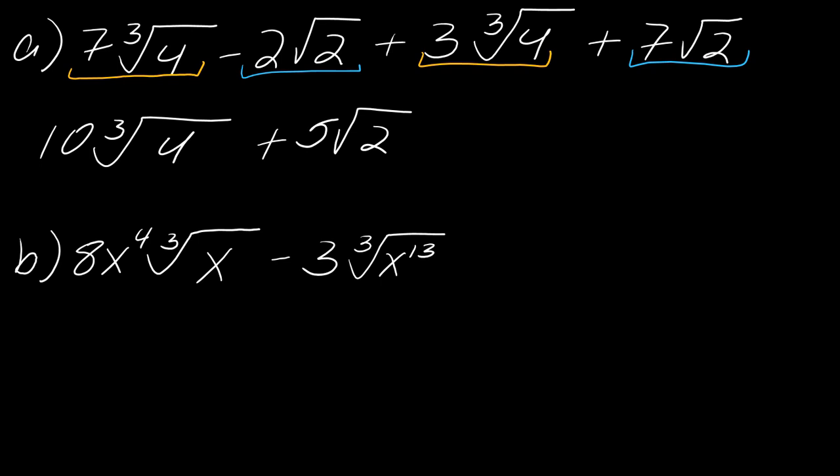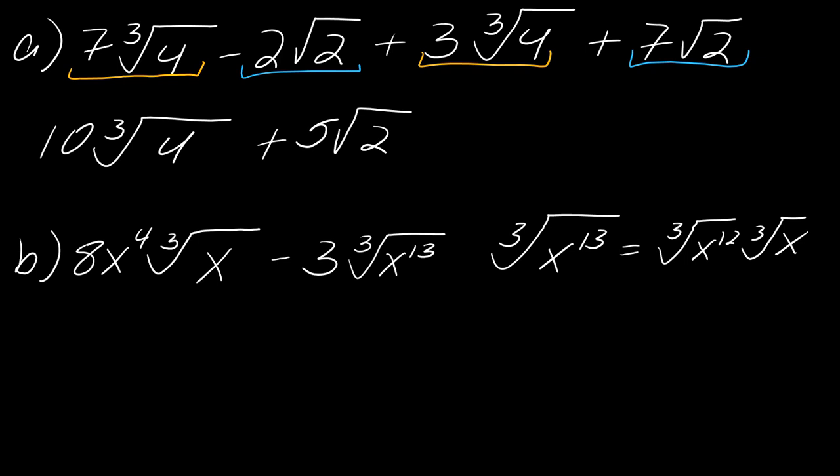Okay, and so for the next one, this is really what we have to do for a lot of these problems. More often than not, you are going to look at the problem and see if you can simplify anything. And in this case, I can simplify the cube root of x to the 13th. I can break this up as x to the 12th and the cube root of just x. So 12 plus 1 will equal 13. And then the cube root of this will be x to the 4th times the cube root of x.